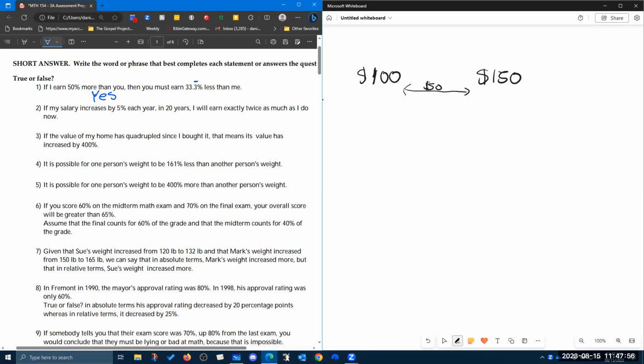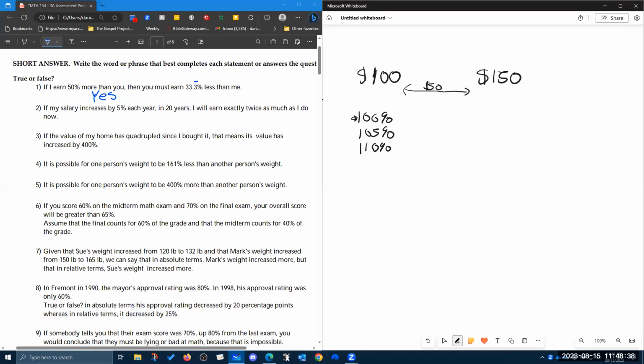So yeah, that's right. If my salary increases by 5% each year, in 20 years, I will earn exactly twice as much as I do now. No, that's not correct. So this is not saying that you make 105%, it's not right. This is what the problem wants you to assume, that you have 100% now, and then you have 105%, and then you'll have 110%, and that each year you're adding on 5% of this here. No, that's not what's going on.